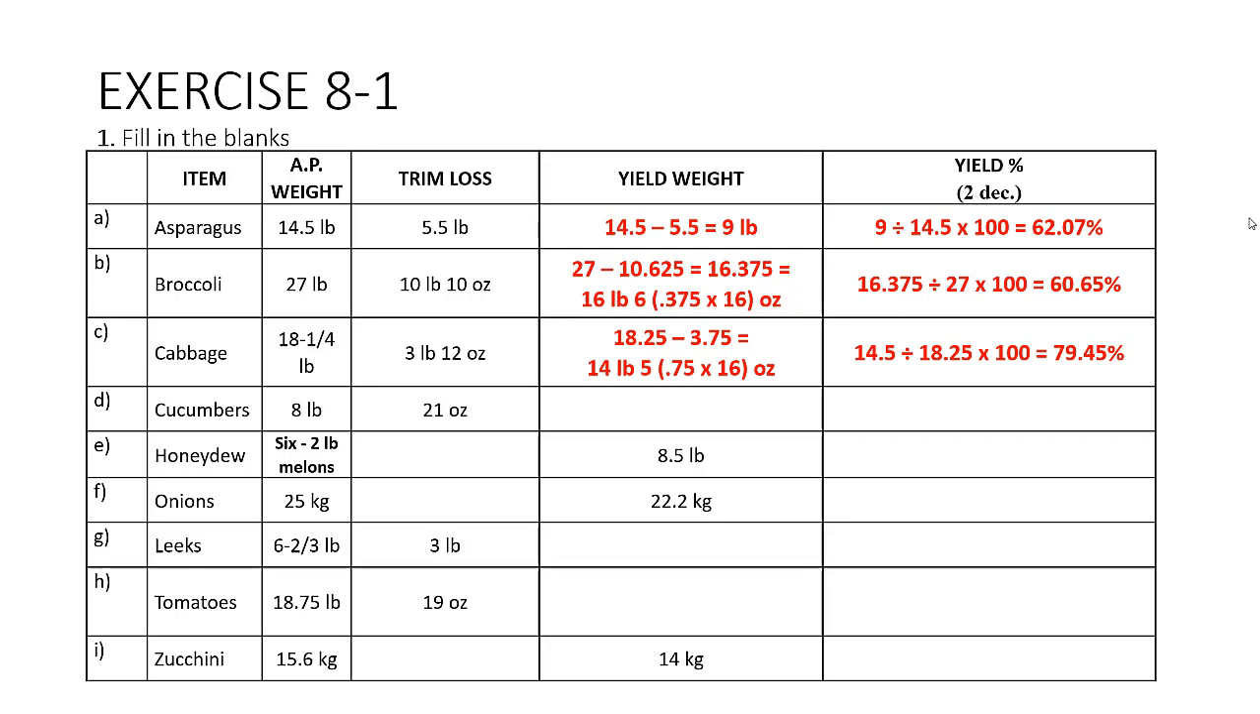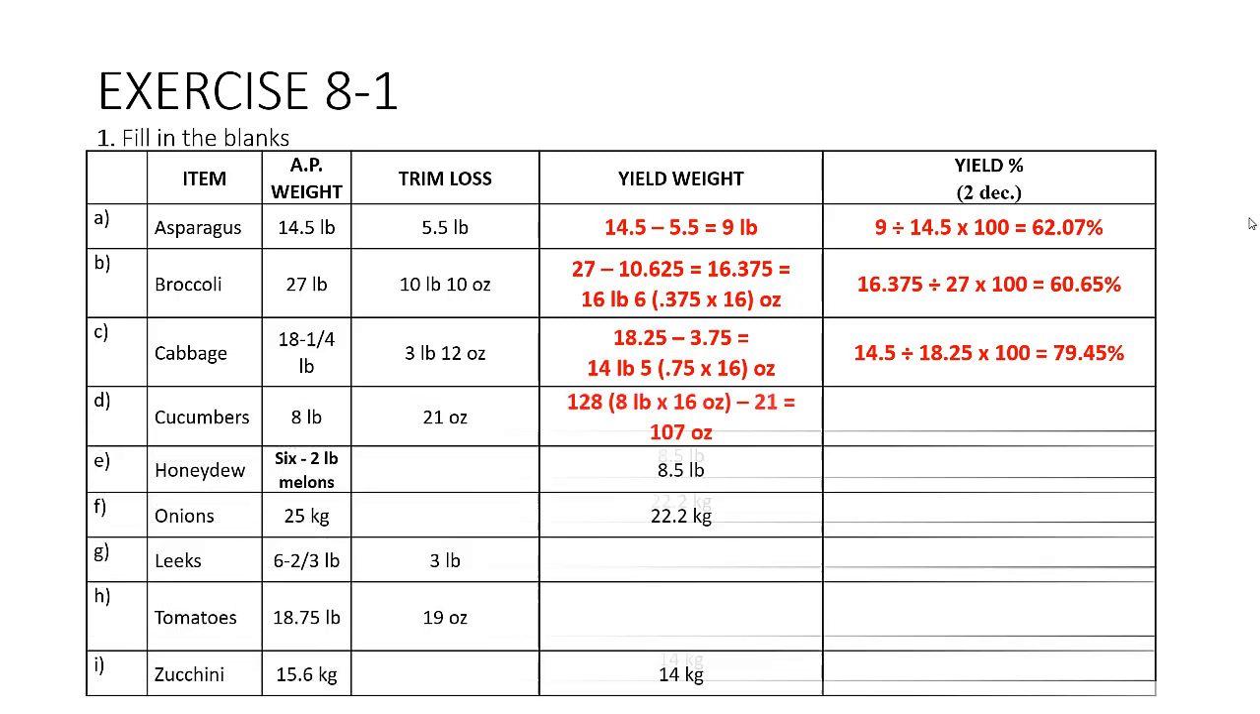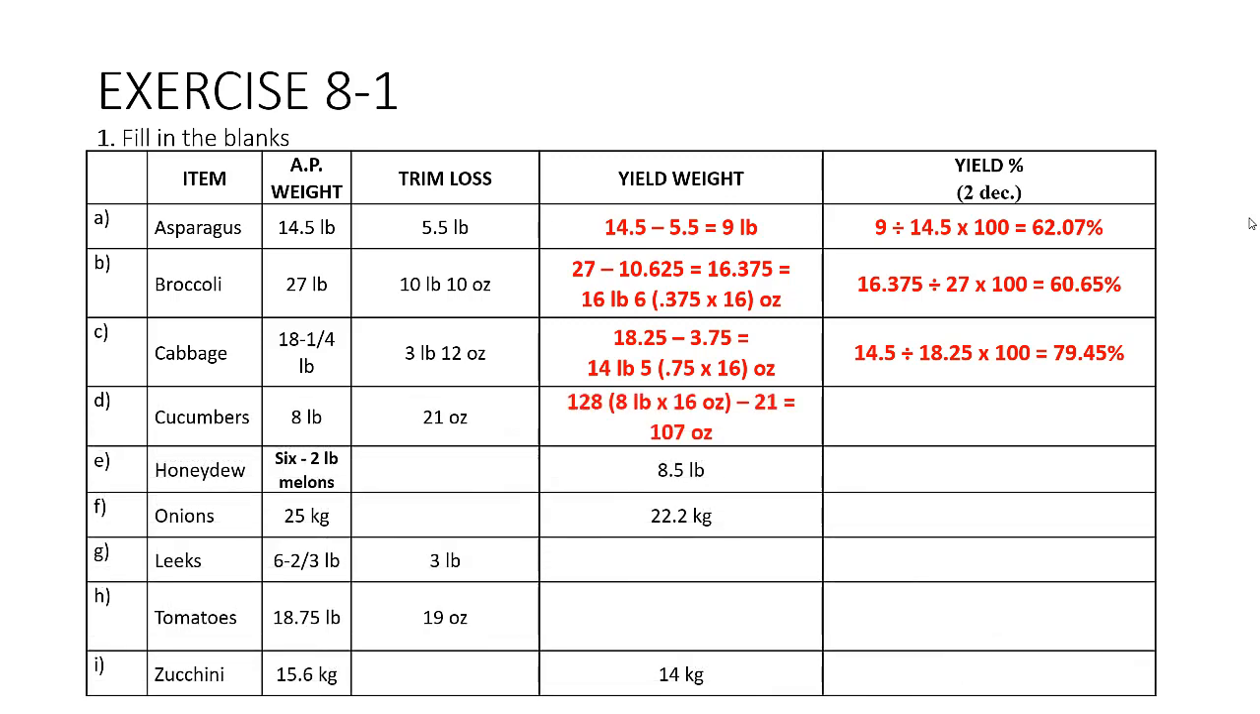Moving to the cucumbers, we bought 8 pounds and we trimmed away 21 ounces. Again, we probably want to do one of two things: figure out how many ounces we have in 8 pounds, or convert 21 ounces to its decimal equivalent in pounds. Here's what I did here. I just did that. I converted 8 pounds to ounces by multiplying 8 by the amount of ounces in a pound, 16. So we bought AP 128 ounces, subtract 21 ounces, we're left with 107 ounces.